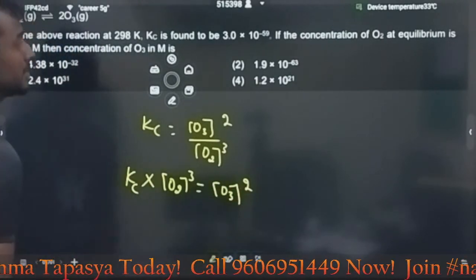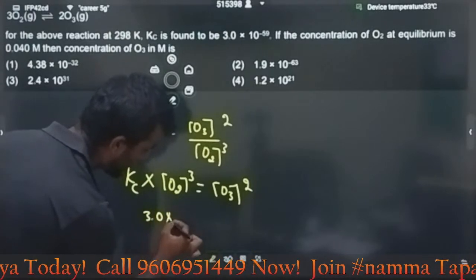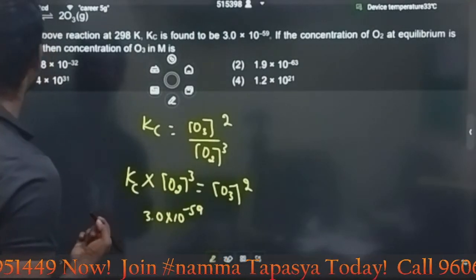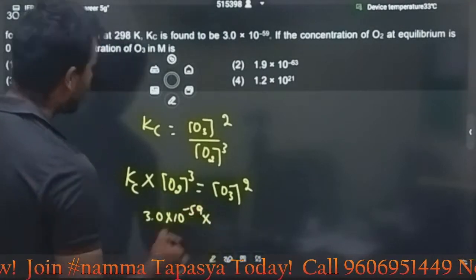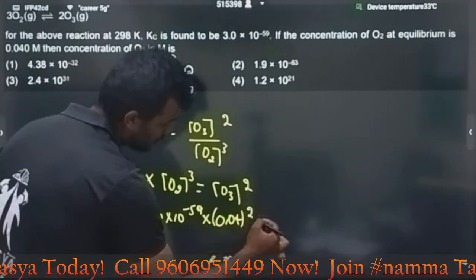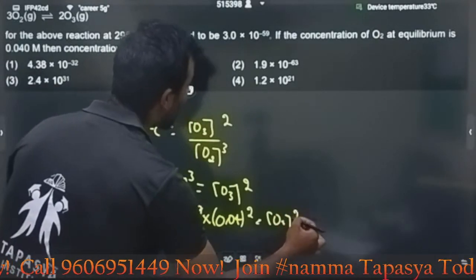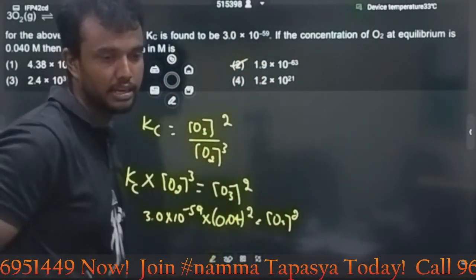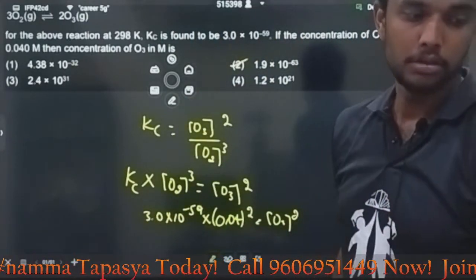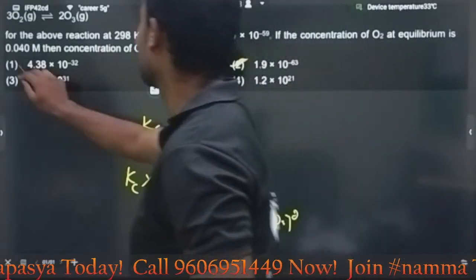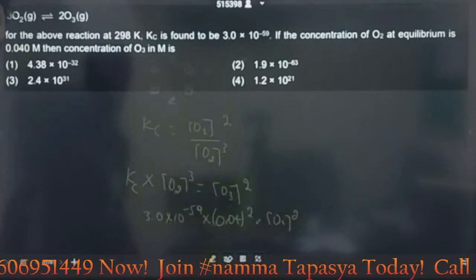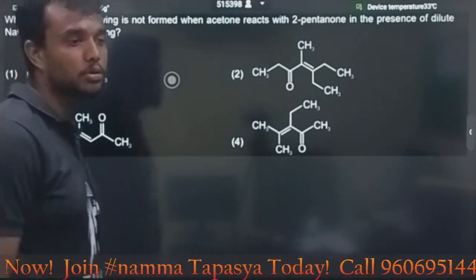Kc value, what is the Kc value here? It is 3.0 into 10 power minus 59. Then [O3] square value into [O2] cube. Now [O2] cube, 0.04 whole power 2. Then [O3] power 2. Solve it. You will get the answer as 1.9 into 10 power minus 63. Sorry, no, 4.32, not this one. Sorry guys, this is the actual answer. Okay, you need to take a square root now, that's why. This is the answer. We are at the last question, my dear bachcho.